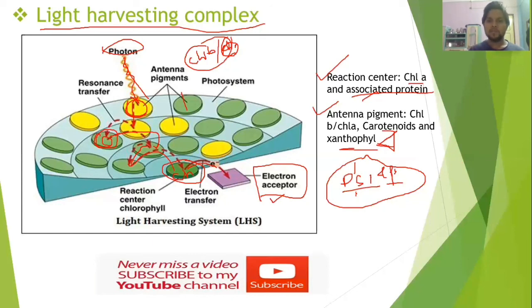Additional information I am giving here: in the reaction center we have photosystem 1 and photosystem 2. Photosystem 1 absorbs 700 nanometer light, and photosystem 2 absorbs 680 nanometer light. Why do they absorb only these wavelengths? It is about the absorption spectrum of light for photosynthesis, which I have already discussed in my first lecture video. The link is in the description, you can see it.